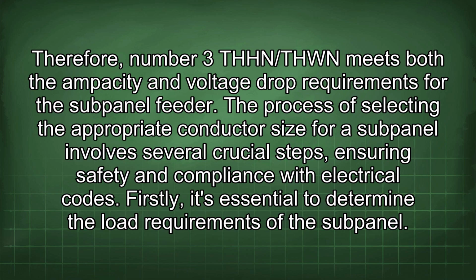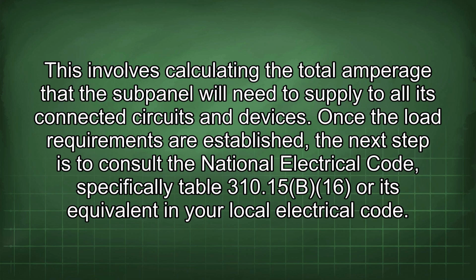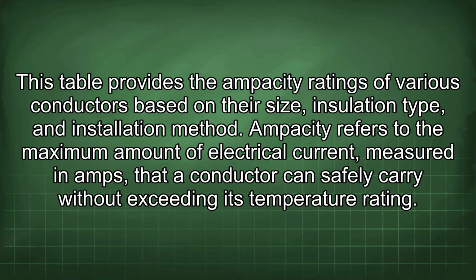The process of selecting the appropriate conductor size for a subpanel involves several crucial steps, ensuring safety and compliance with the electrical codes. Firstly, it's essential to determine the load requirements of the subpanel. This involves calculating the total amperage that the subpanel will need to supply to all its connected circuits and devices. Once the load requirements are established, the next step is to consult the National Electrical Code, specifically Table 310.15(B)(16) or its equivalent in your local electrical code. This table provides the ampacity ratings of various conductors based on their size, insulation type, and installation method.